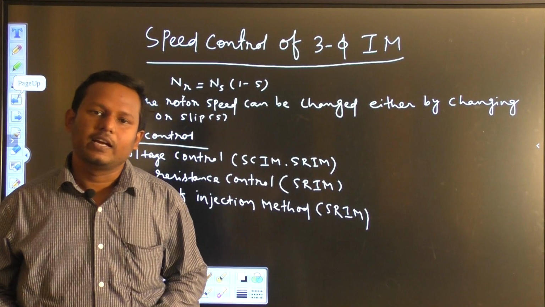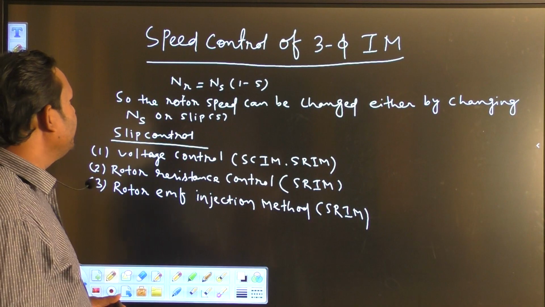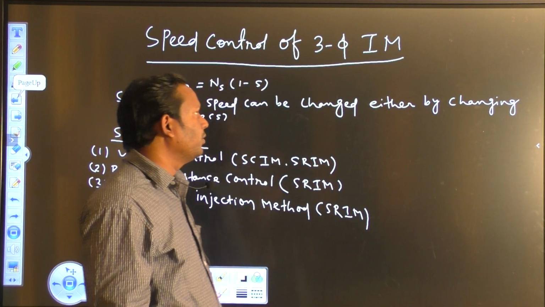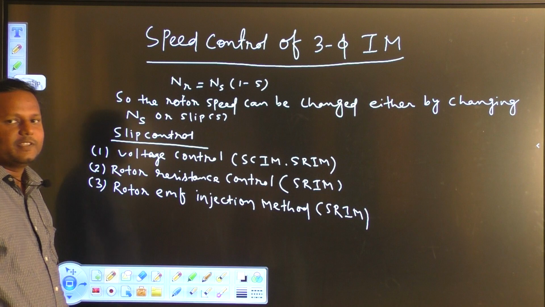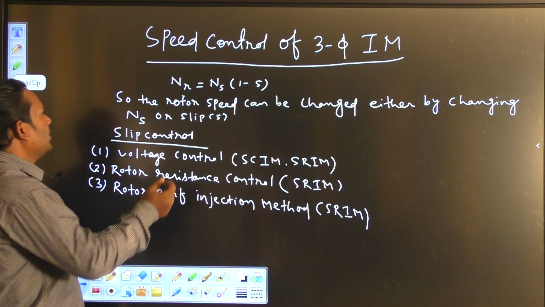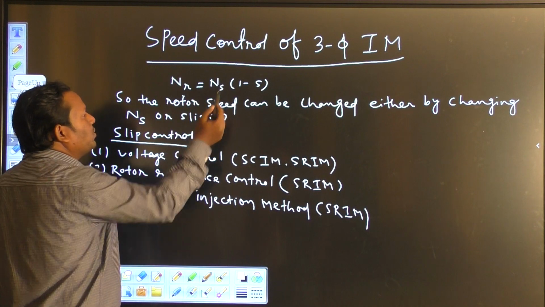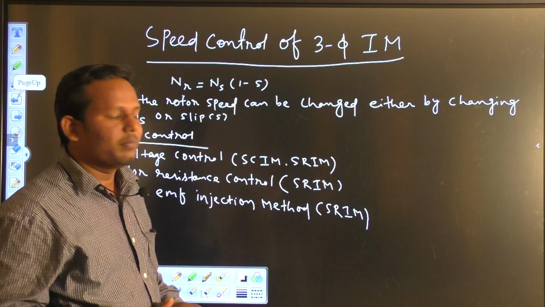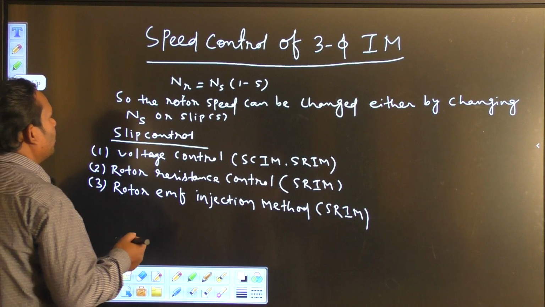So in this class I have to discuss the speed control of three-phase induction motor. There are various methods to control the speed of a three-phase induction motor. First, the rotor speed Nr equals Ns into (1 minus s). So rotor speed is equal to synchronous speed into (1 minus slip). So how can we control the rotor speed?